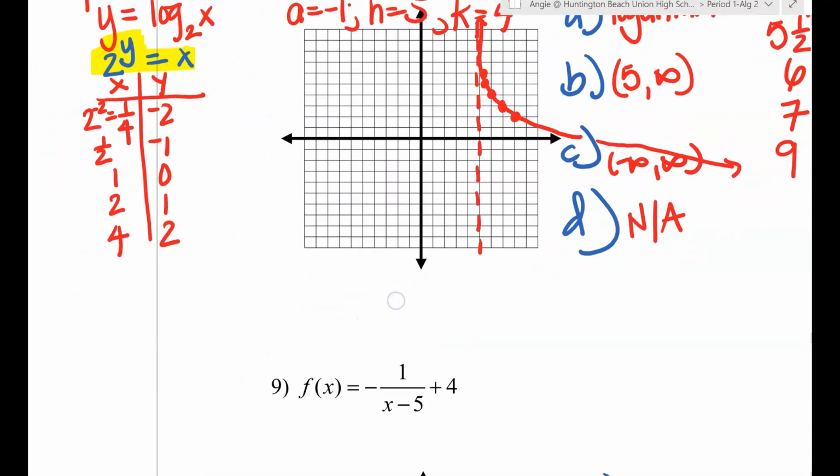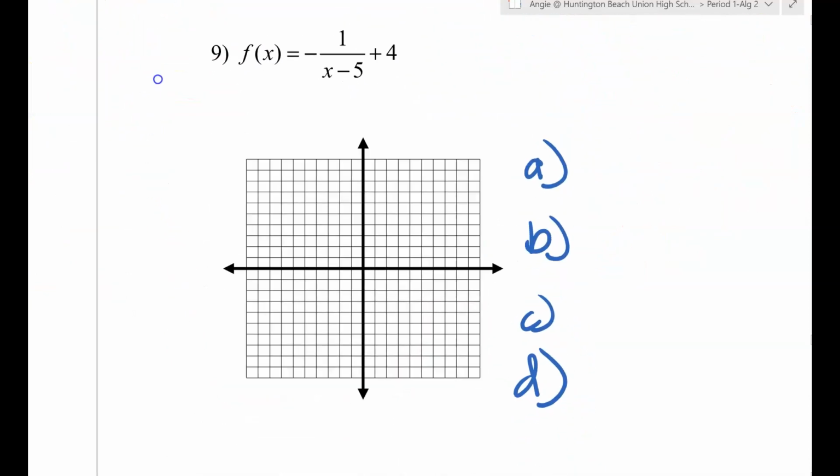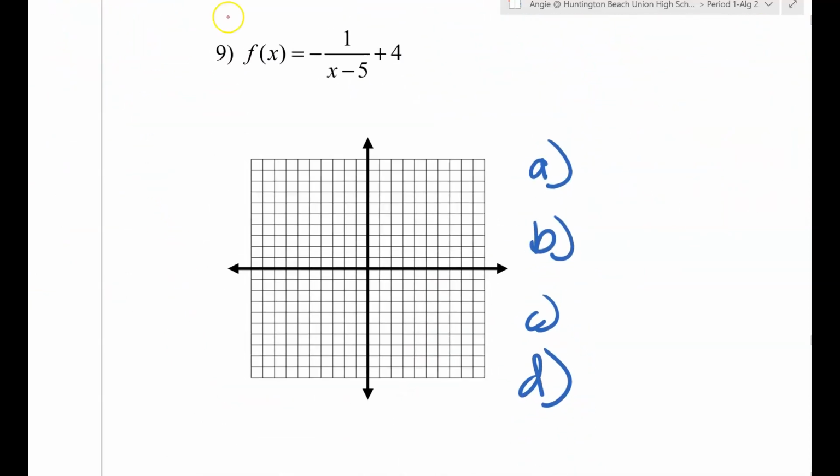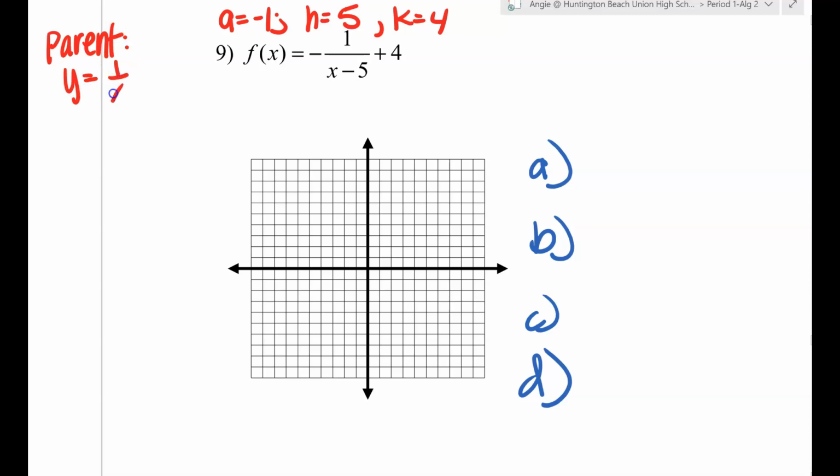All right, one last example. So guys, this is your last example. A is negative 1. H again is 5 and K is going to be 4. Then the parent function is the reciprocal. So y equals 1 over x.